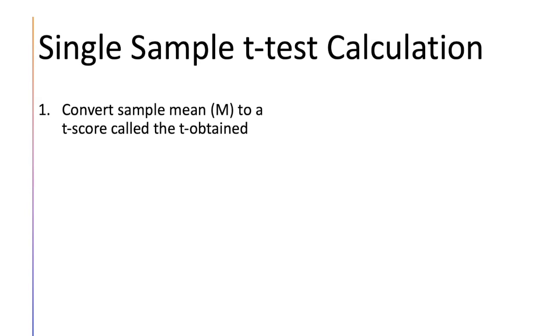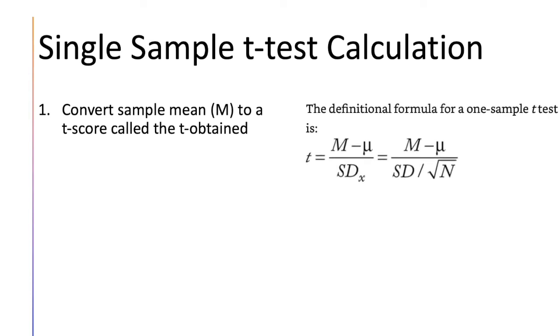by converting them so that they're apples to apples. So we're going to convert our sample mean to a t-score, which we're going to refer to as the t obtained. Now I want to show you what we've come to know as the definitional formula, which explains to you what this score actually represents. And you can see here, the t obtained is equal to the sample mean minus the population mean divided by what's called the standard deviation of the mean.